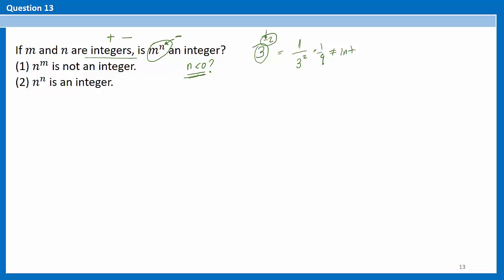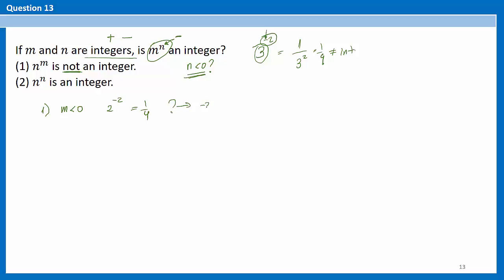Okay, so statement 1 says n to the power m is not an integer. So what statement 1 is saying is that m is negative, but I don't need to know anything about m, I just need to know about n. Okay, so it's not going to be sufficient, right? You can put some examples. For example, if n is 2 and you have a negative 2, well, this is not an integer, definitely, because it's 1 over 4.